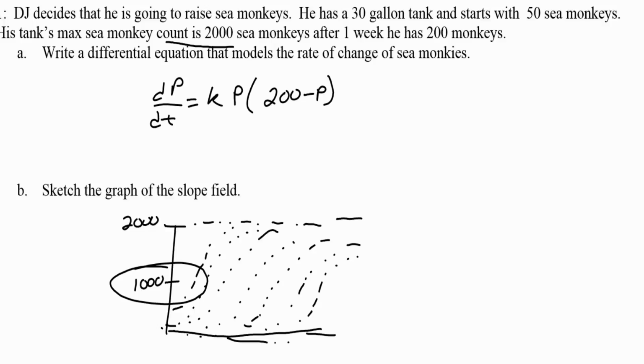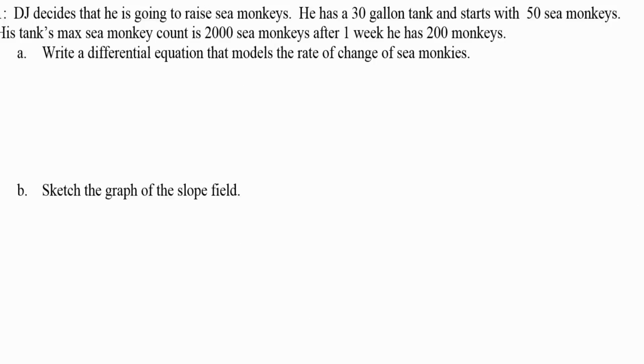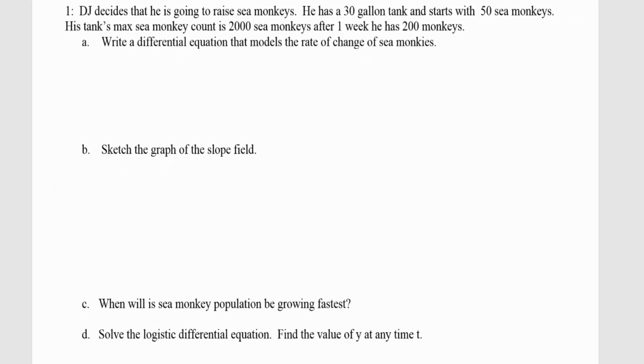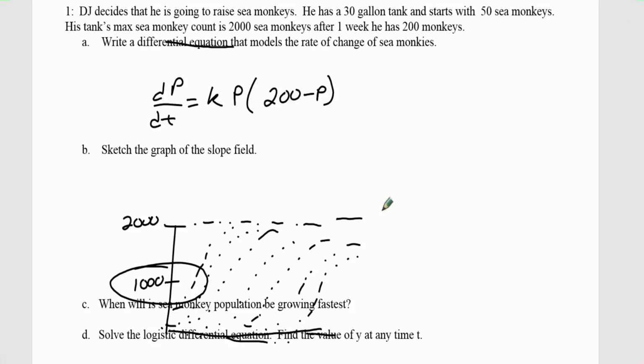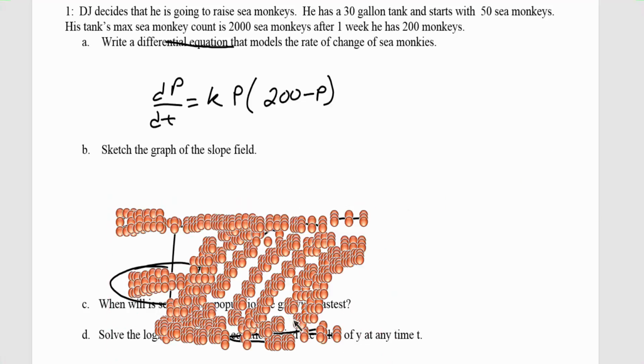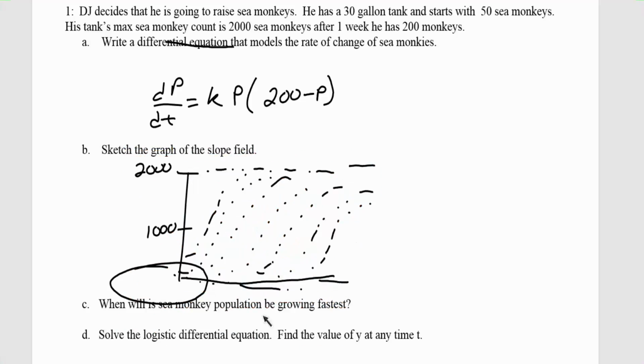Alright, let's see, what's our next question? I'm going to zoom out a little bit here so I can see more of the problem. So, when will it be growing fastest? We already talked about that. That's going to be when it's at half of its carrying capacity. Now, the part that's a little tricky is realizing whether that when is in terms of X or in terms of Y. So, if we're talking about right now, we'll just say when the population equals 1,000. If you have to figure out what the time is, then we have to solve the logistic differential equation.